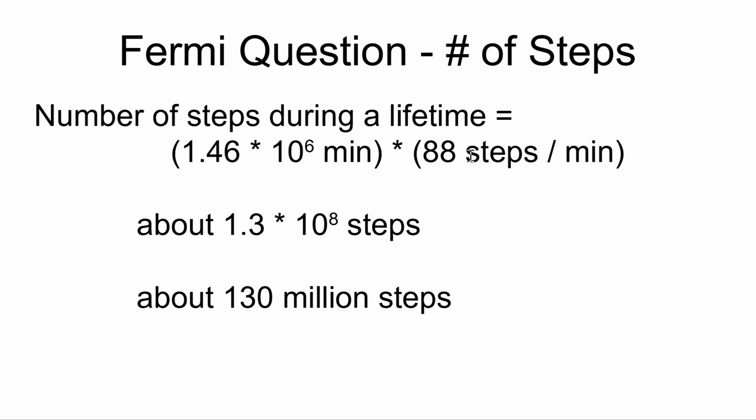So 88 steps per minute, we had that factor previously. So about 1.3 times 10 to the 8th steps in a lifetime. And again, if I move the decimal place twice here, make it 130 instead of 1.3, I have to reduce this to 10 to the 6th instead of 10 to the 8th. 10 to the 6th is a million. So my result here is 130 million steps in a lifetime.